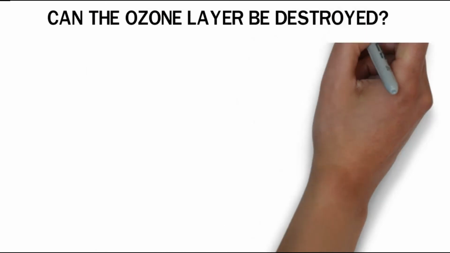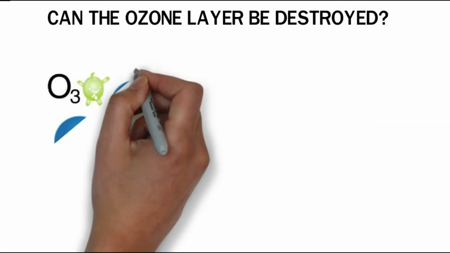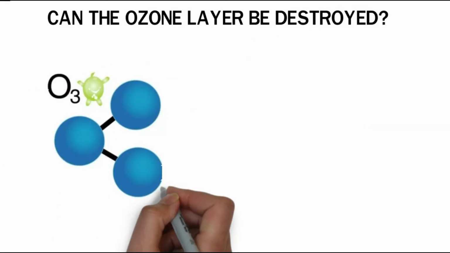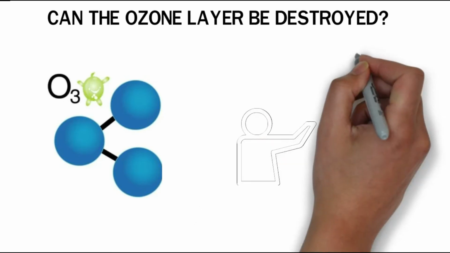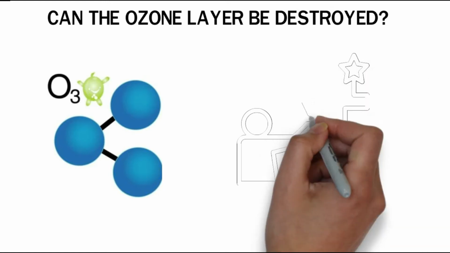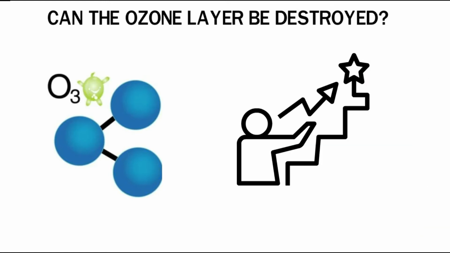Can the ozone layer be destroyed? The ozone layer is made up of volatile molecules that can easily be destroyed by certain compounds. It takes a long time to form the ozone layer, but destroying it is very easy. What destroys the ozone layer?